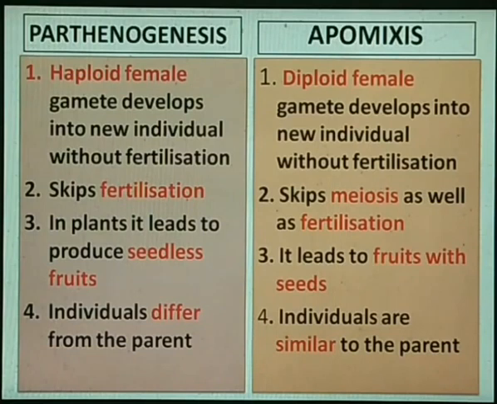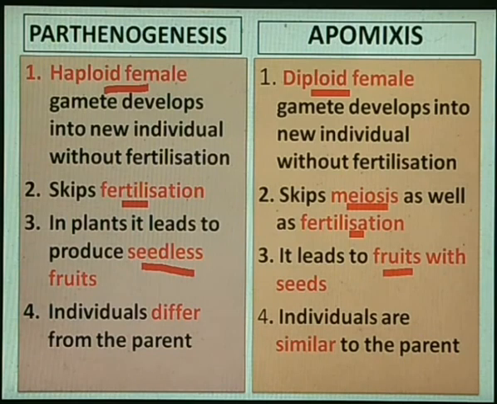Here the difference that we get is that parthenogenesis occurs in a haploid female gamete, and here it is a diploid female gamete. Again, there is no fertilization during haploid parthenogenesis or parthenocarpy, whereas here it skips both meiosis as well as fertilization. Next, in parthenocarpy plants will produce seedless fruits, whereas here the plants will produce fruits with seeds. Also, in parthenogenesis the individual differs from the parent because a haploid female gamete is involved, whereas here the individuals are similar to the parent because they do not involve meiosis. It is directly a diploid female gamete which is formed, and it will develop into an individual.